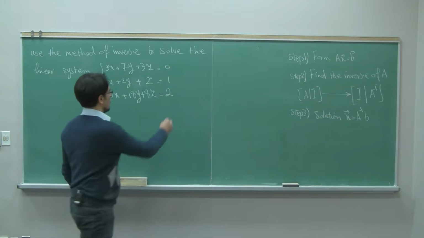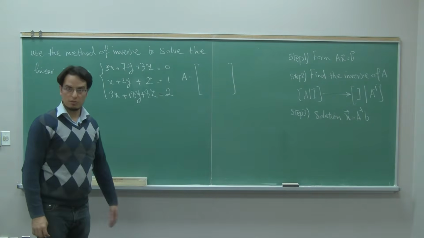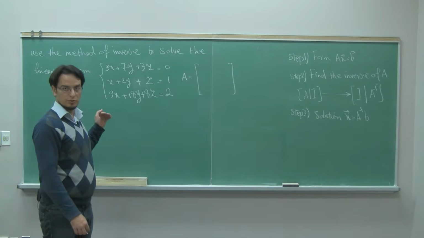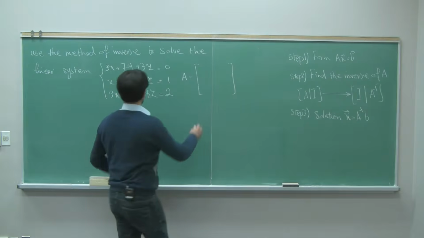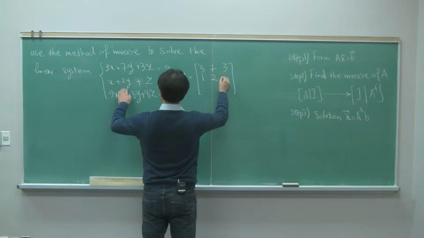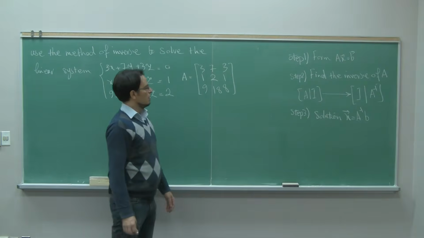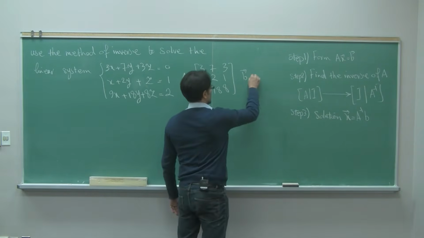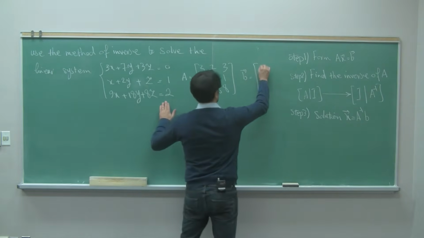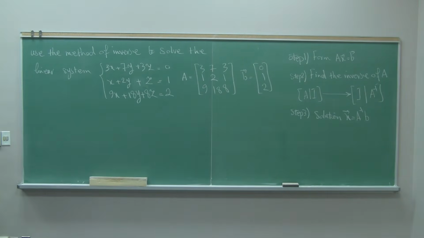So what is the coefficient matrix? The coefficient matrix is: put the coefficients of the first equation in the first row, second in the second row, third equation in the third row. So 3, 7, 3, 1, 2, 1, 9, 18, 8. Well, what about the right-hand side matrix? This is just take these numbers and put them in a column matrix, a 3 by 1 matrix. Well, I found A and B.